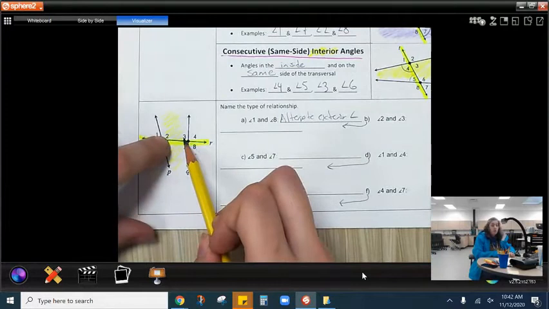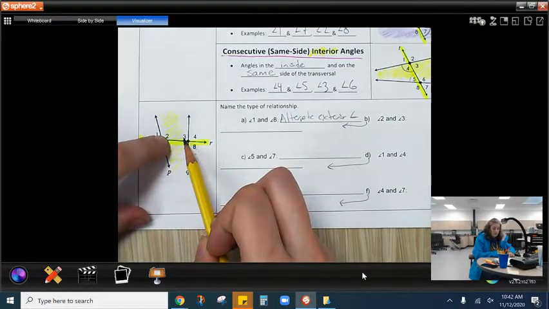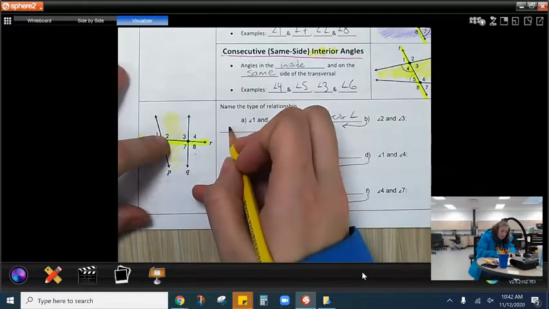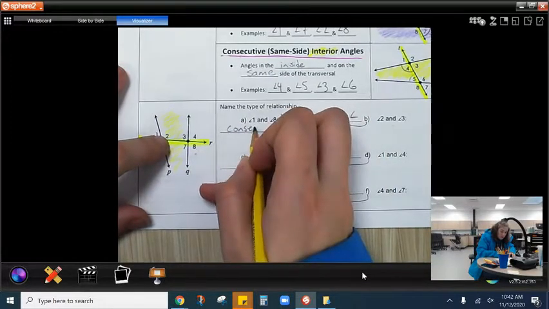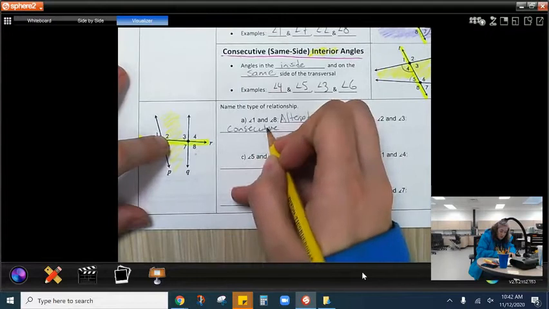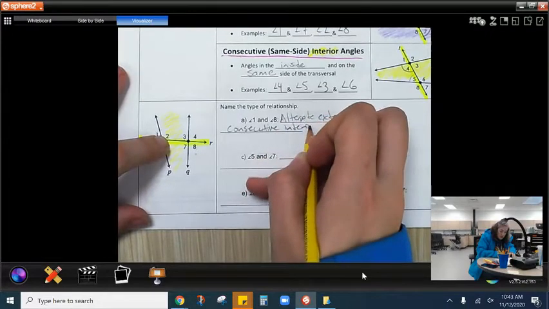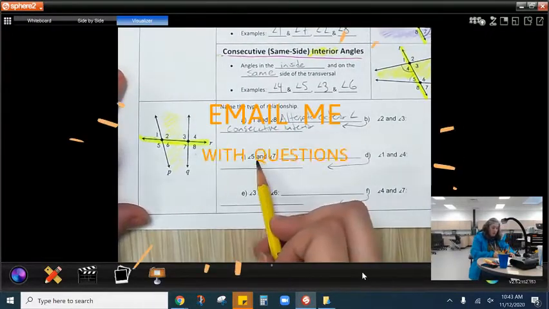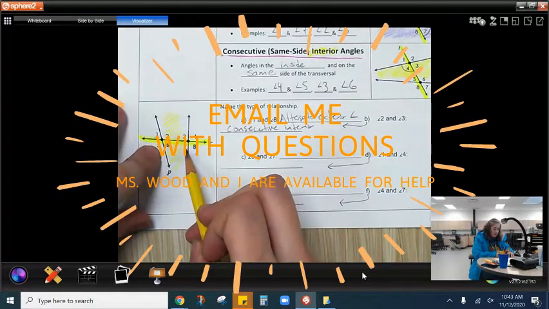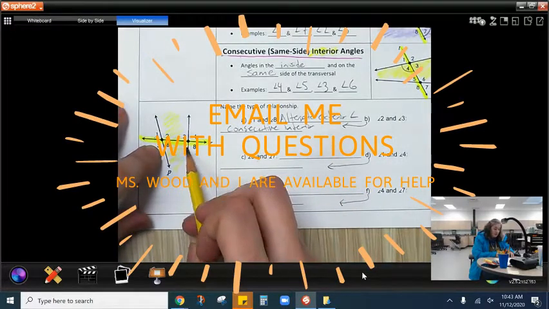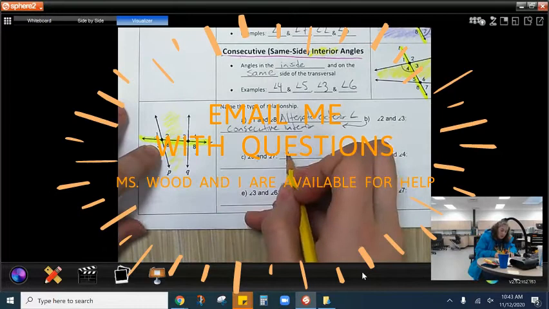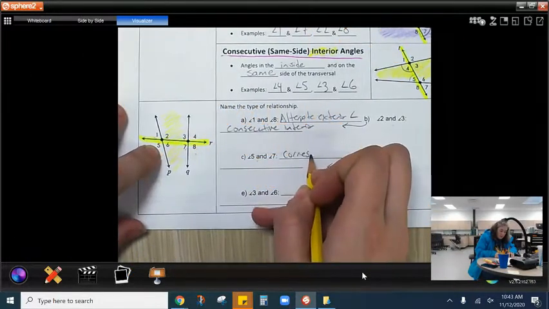So then what about angle 2 and angle 3? Angle 2 and angle 3. Well, those are interior, and they are on the same side. So this is consecutive interior. All right, what about angles 5 and 7? Angles 5 and 7. 5 is in the bottom left. 7 is in the bottom left. These are corresponding.